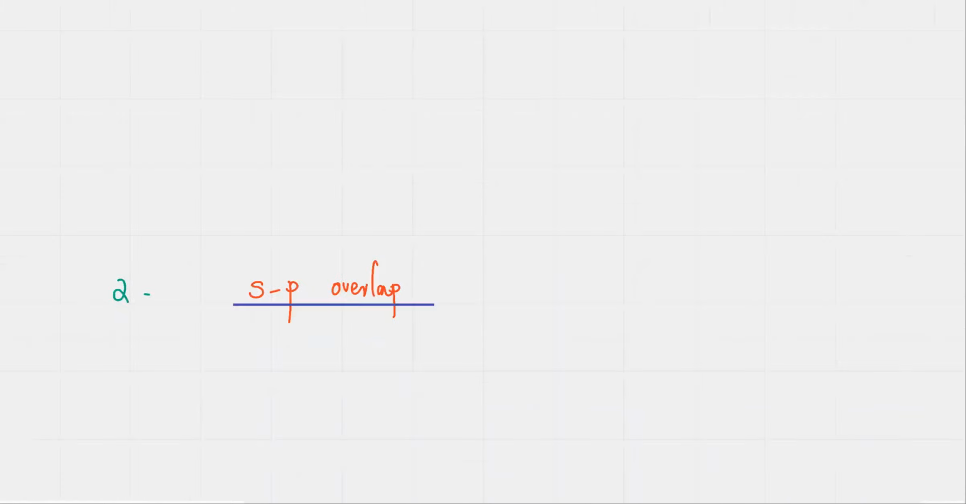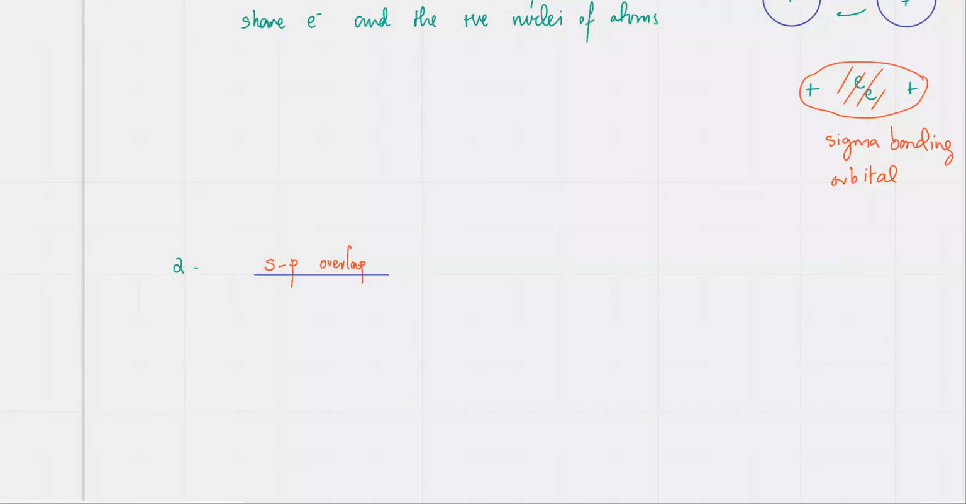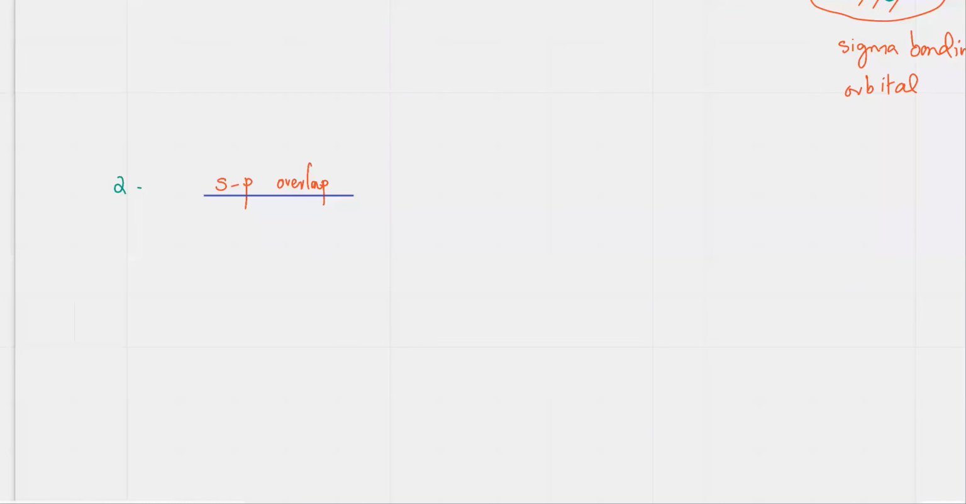And what happens in an s and p overlap? You basically need atoms where one atom has an s orbital and the other has a p orbital. So for example, we have an HF molecule. H has just one electron, it's just 1s1. F has a lot of electrons. F has 9 electrons, so the electronic configuration is 1s2, 2s2, and 2p5. The 2p subshell has three orbitals: 2px, 2py, and 2pz.